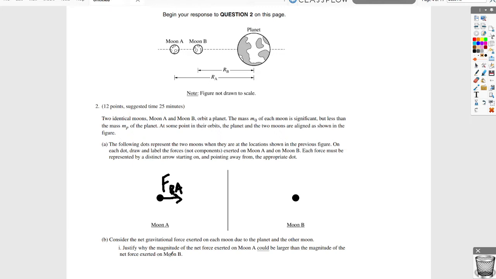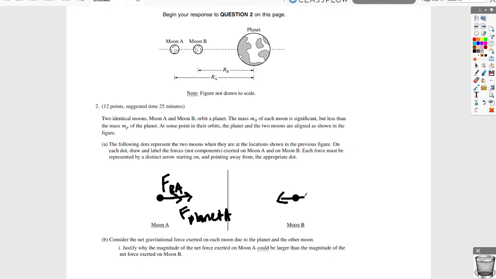Force of moon B exerted on moon A. And then you have a bigger force. Actually, not a giant force, it should be a little less big, because of what the question is asking: the force of the planet exerted on A. Planet A. Planet exerted on A.